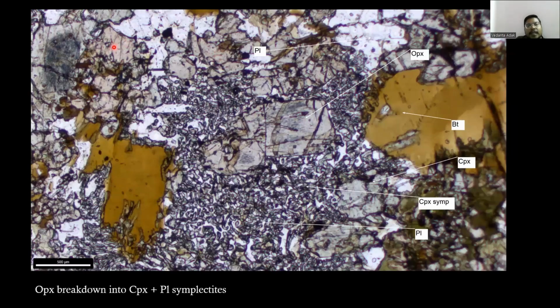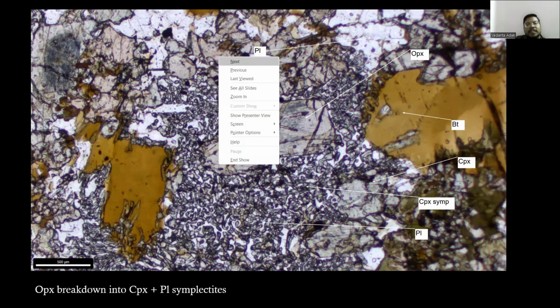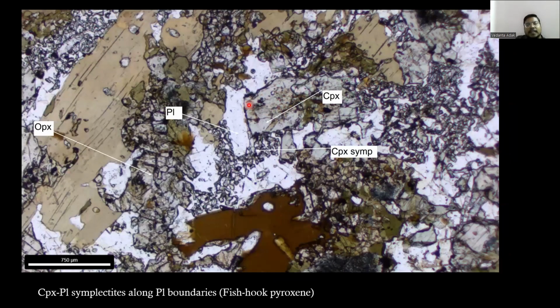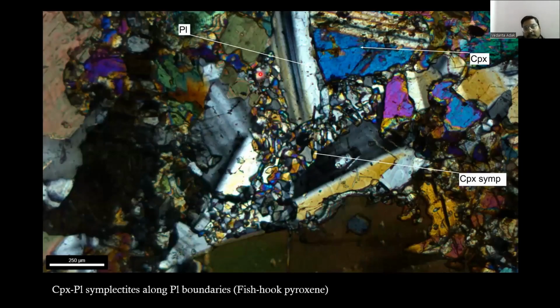Other than that, OPX is also found as big grains, typical euhedral OPX grains. Now, coming to CPX, CPX occurs both as big grains like this, typical euhedral primary igneous grains, and also as CPX plus plagioclase symplectites. You can see that these CPX plus plagioclase symplectites always form along the boundaries of plagioclase slabs. More clearly visible in this picture, along a supposedly triple junction, along the grain boundaries of three plagioclase slabs, these CPX plus plagioclase symplectites have formed.